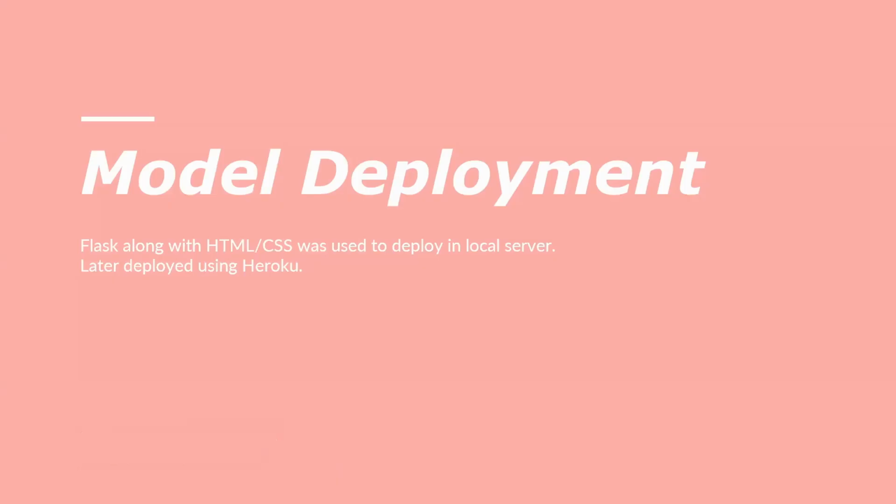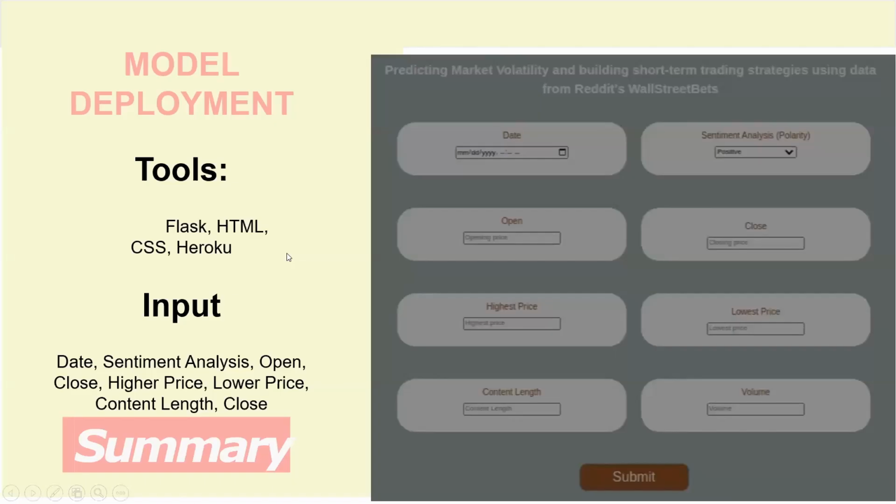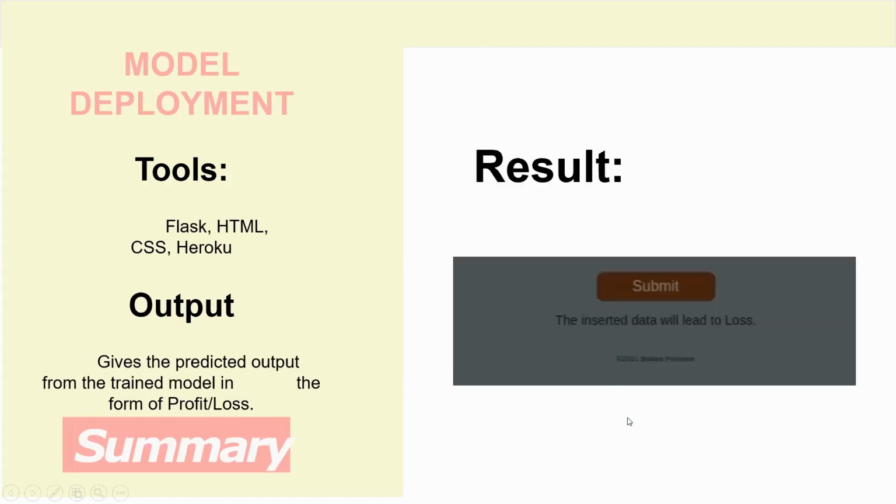So here comes the model deployment part. For model deployment, here I have only included Heroku. We have used Flask and Heroku: Flask for the local server and then Heroku for the production level. But now we are trying to move on to other cloud platforms like AWS and so on. This is how we are taking the input, and this is how we are showing the output.